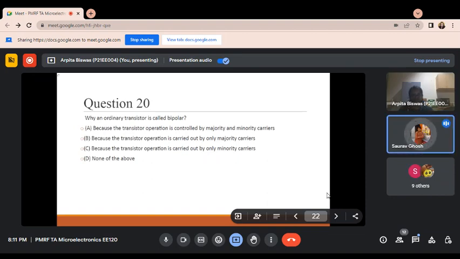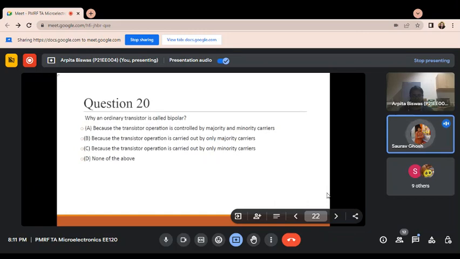Because, ma'am, it is due to the name itself, it is bipolar. That is, the current conduction is for both majority and minority carriers. As we are taking two p-n junction diodes placed together to form the BJT. In a p-n junction diode, the current conduction is because of both majority and minority carriers.